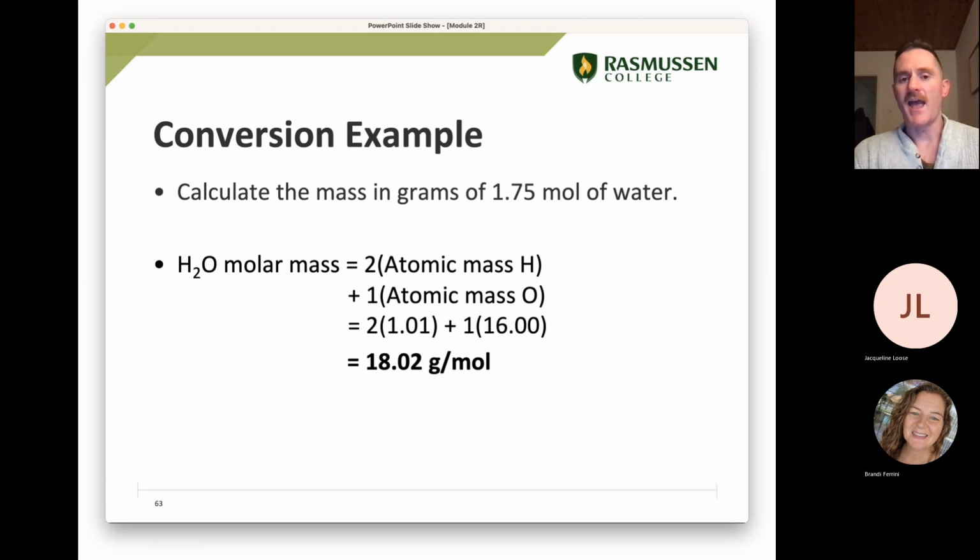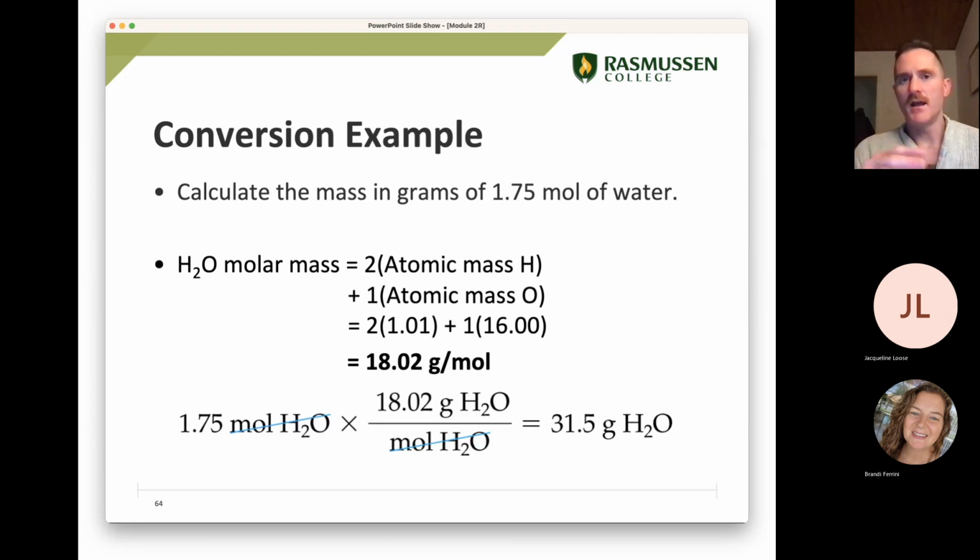So basically you want to add all that up to get the total molar mass of water. So say 2 times 1.01 for hydrogen, because there's 2 hydrogens, plus 1 times 16, because there's only 1 oxygen. The total overall molar mass for water is 18.02 grams per mole. So you just have to add everything up, all the elements. Now I have a molecular molar mass that I can then use with this new conversion factor to get 31.5 grams of water.